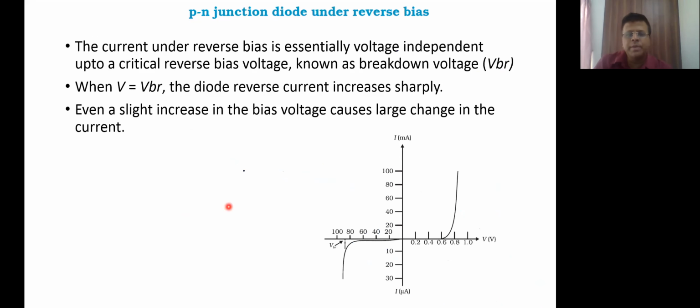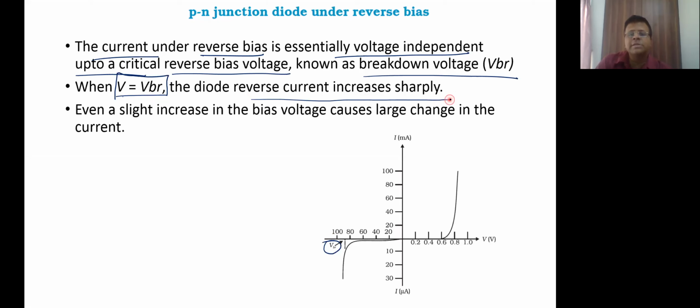And whatever we explained, let's put all of those things in words here. So the current under the reverse bias we see is essentially independent of the voltage up to a critical reverse bias voltage called the breakdown voltage. This we already know the reason. This reason we have not seen yet, but we'll explain in some time, that when the reverse bias voltage becomes equal to the breakdown voltage, then we see that the current is increasing sharply.